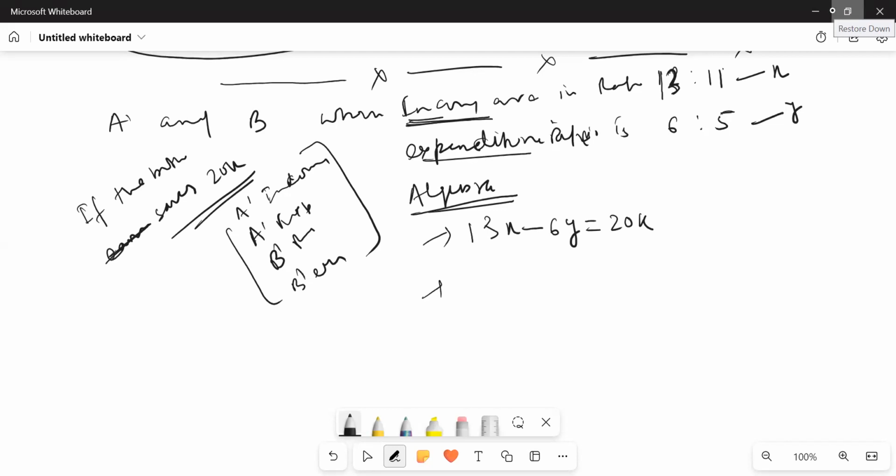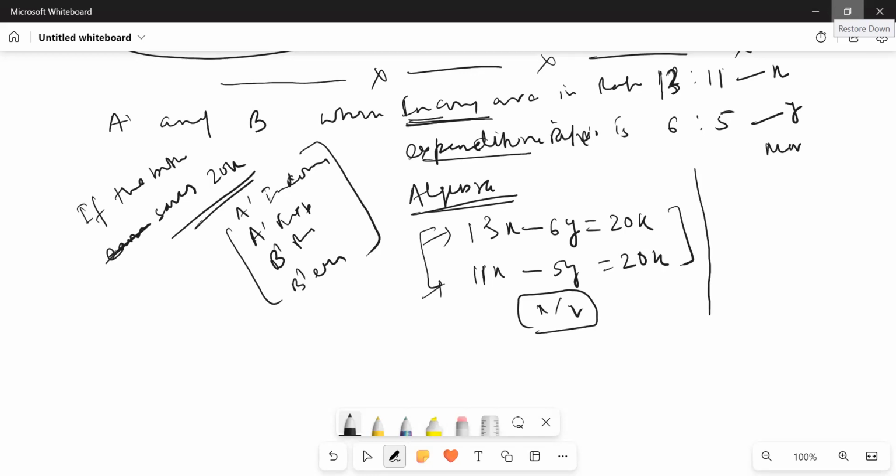The income of B is 11x, the expenditure of B is 5y, and he again saves 20,000. Now you just need to solve these two equations, find x and y, and you can calculate everything.